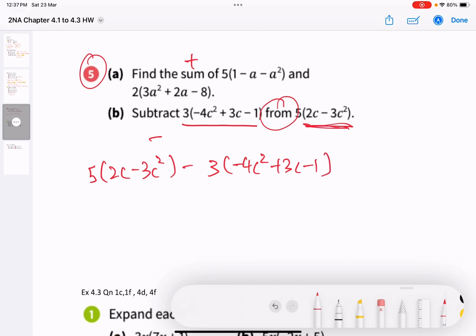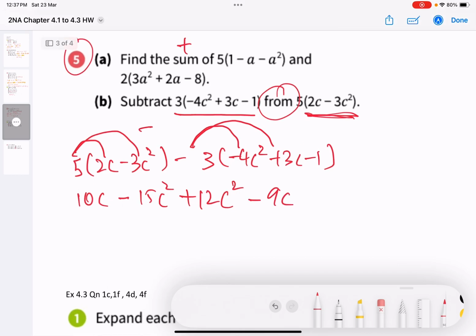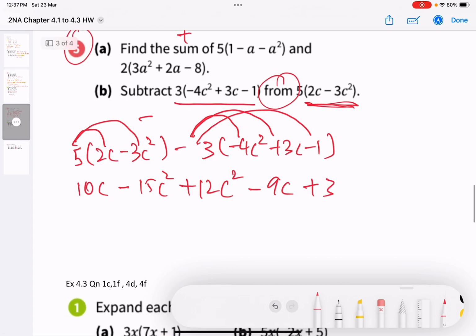Okay, so all I have to do is to expand. 5 times 2c gives me 10c. 5 times negative 3c² gives me negative 15c². Negative 3 times negative 4, you must look at the negative sign outside. Negative 3 times negative 4c² gives me positive 12c². Negative 3 times positive 3c gives me negative 9c. Negative times positive 1 gives me positive 3.